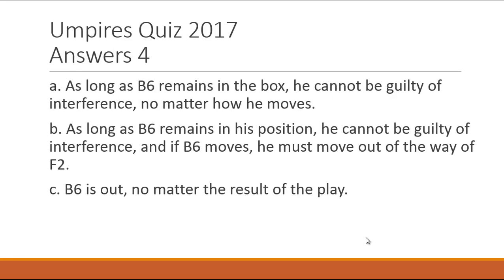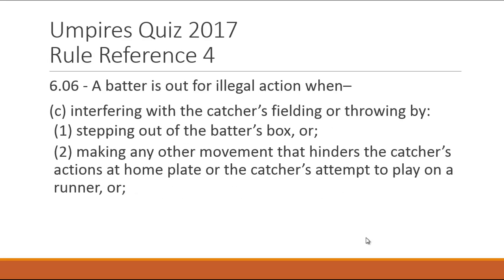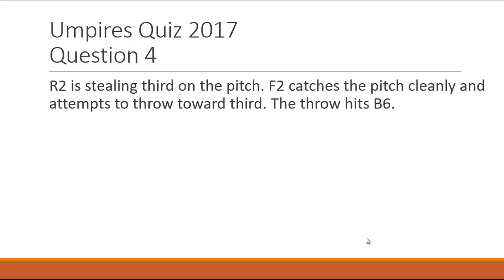As long as the batter remains in the box, he cannot be guilty of interference no matter how he moves is the first option. As long as the batter remains in his position, he cannot be guilty of interference. And if the batter moves, he at least must move out of the way of the fielder. Or the batter's out no matter what. So let's look at 606 in the Little League Rulebook. A batter is out for illegal action when interfering with the catcher's fielding or throwing by, number 2, making any other movement that hinders the catcher's action at home plate, or the catcher's attempt to make a play on the runner.